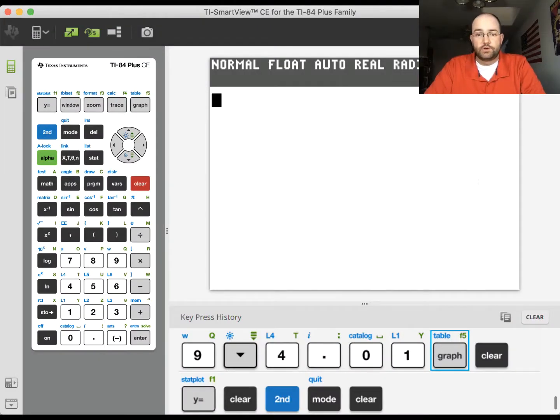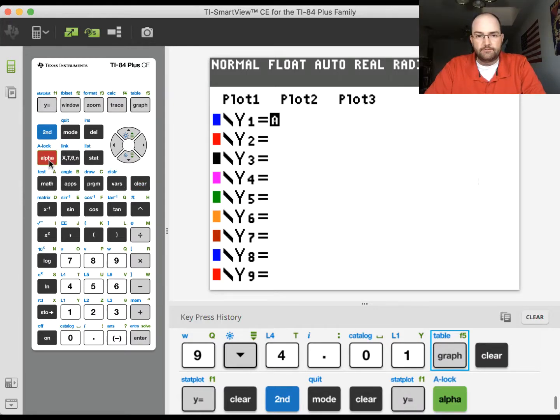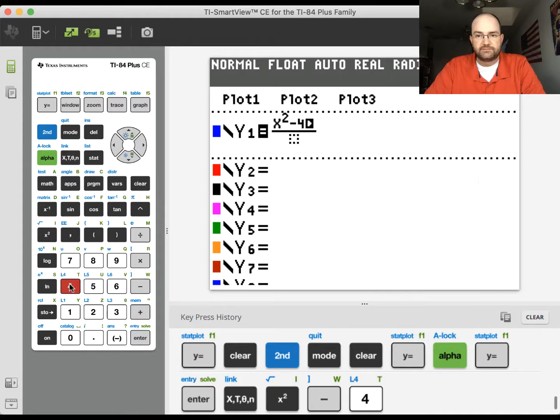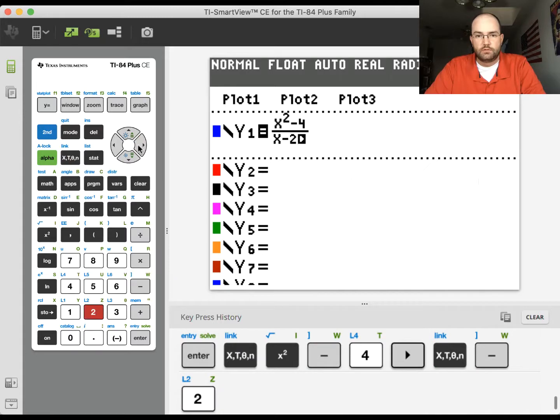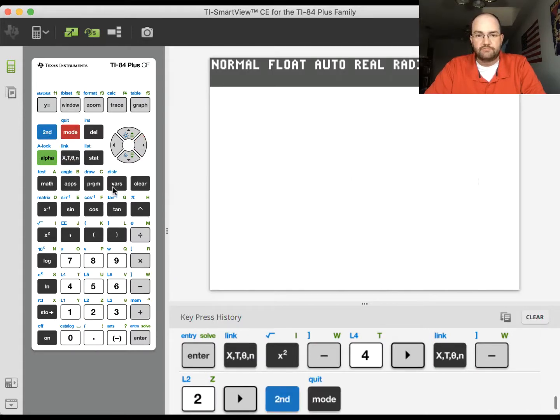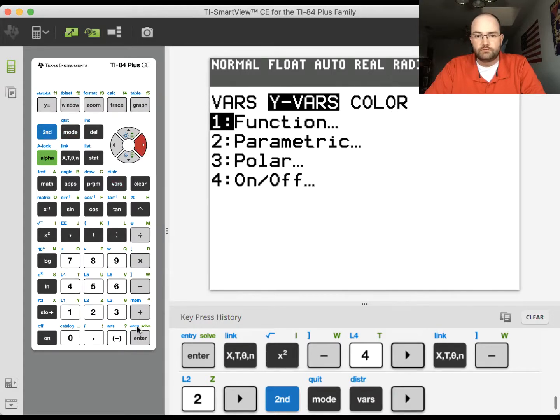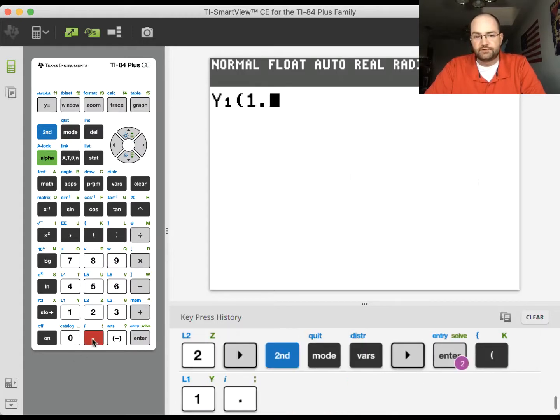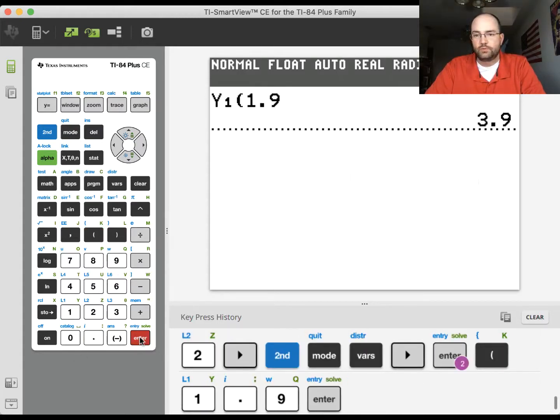Okay, so here we are at the calculator. Let's type this in: y equals. Do alpha, y equals, enter here. And then in the numerator, do x squared minus 4. And then in the denominator, do x minus 2. Awesome. Then we can quit here and start doing our vars. So vars, right 1, enter, enter, open a new parentheses, and then type in our first x value. An x value of 1.9 will work, and then just do enter. And that gives us 3.9.